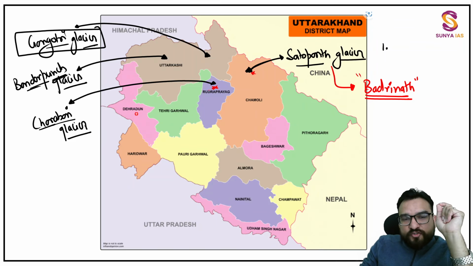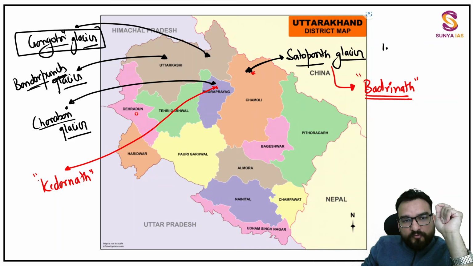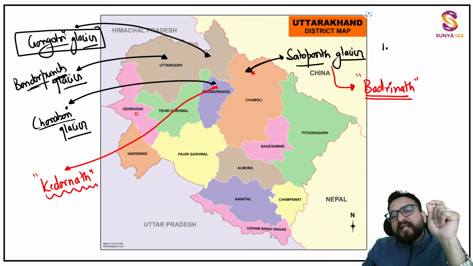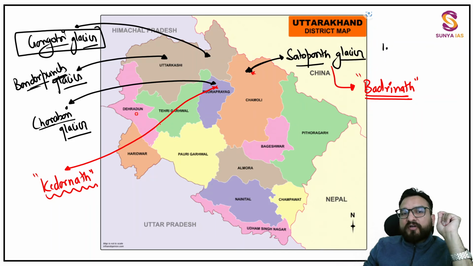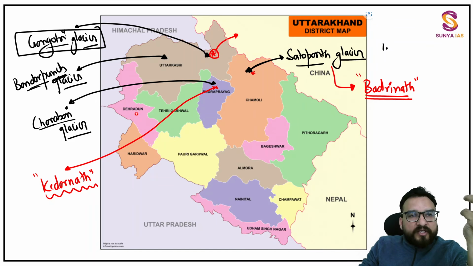Then over here near Chorabari Glacier, you are going to find the major, most famous shrine, you must have heard about, also visited, Kedarnath. Kedarnath you are going to find over here. Now nearby Gangotri Glacier, you are going to find Gangotri only. Gangotri is one of the Dhams, Gangotri temple you are going to find. And near Bandarpunch Glacier, over here in Uttarkashi only, you are going to find Yamunotri. Yamunotri Dham, yeah, Yamunotri.